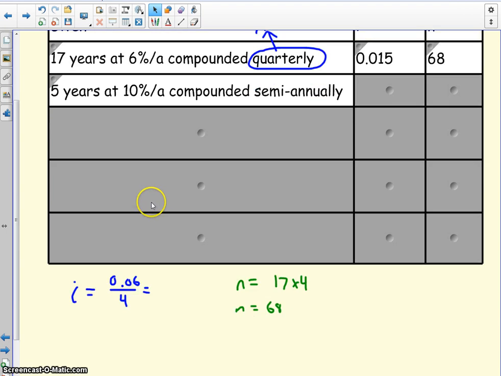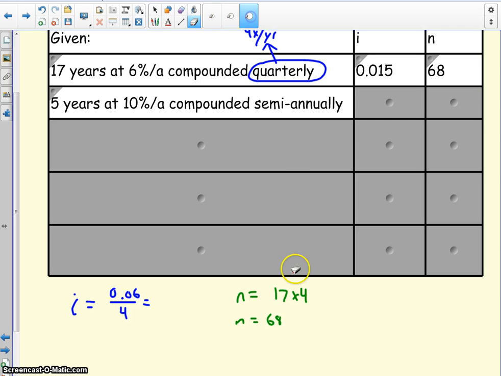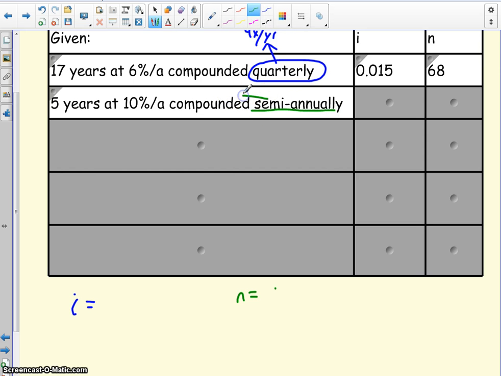So 5 years at 10% per year compounded semi-annually. Semi-annually means twice per year. So 10% is 0.10. Divided by 2, that means your I is going to be 0.05. Okay, for n, it's 5 years at twice a year, so the n is going to be 10.